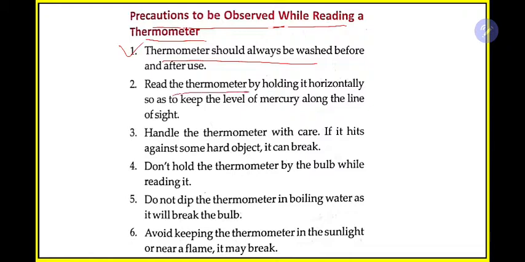Next is, read the thermometer by holding it horizontally, so as to keep the level of mercury along with the line of sight. So what you have to do, you have to keep the thermometer horizontally while reading the value. Just now I have to explain these things with the photograph.